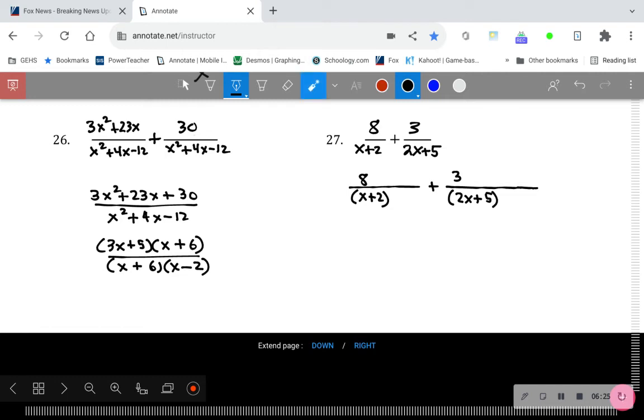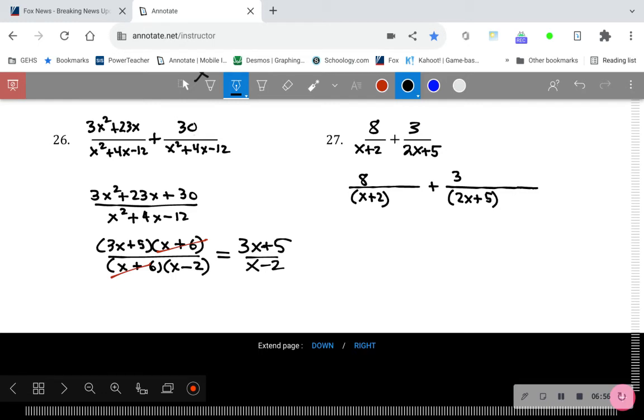Okay, I've really got this one underway already here. 3x squared plus 23x plus 30. I've written that out because these denominators match. Then I factored the bottom and the top, and you can see that there's a canceling factor of x plus 6. So we're down to our final answer here of 3x plus 5 over x minus 2.